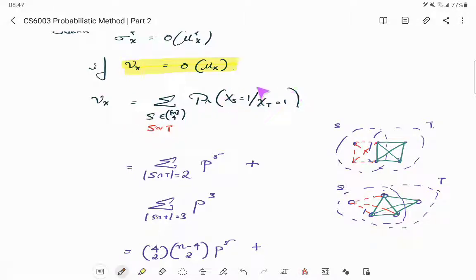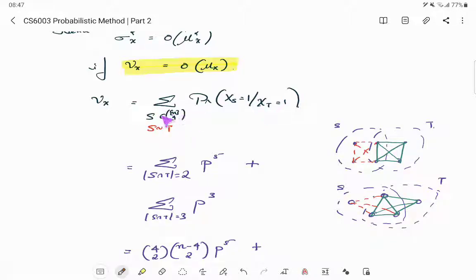Every t will give you the same value, but still, in order to define that, we have to fix a t, and then vary across all those s's which are dependent with t, which means it has an intersection of either 2 or 3 with the set t. Both S and T are four-size sets, don't forget that. And the probability that x is equal to 1 conditioned on the fact that xt equal to 1, or equivalently, this is the probability that S induces a K4 given that T is inducing a K4.